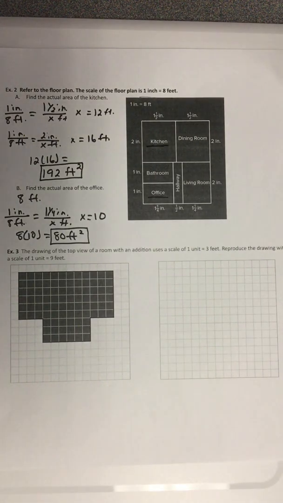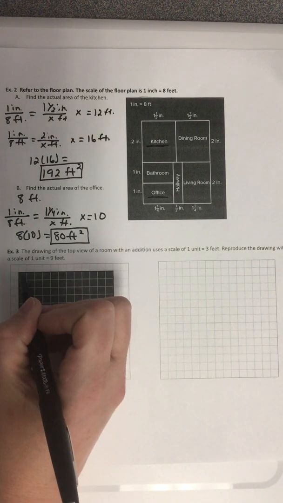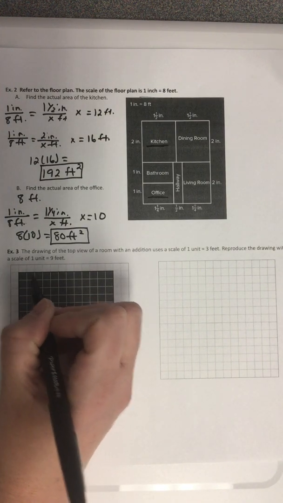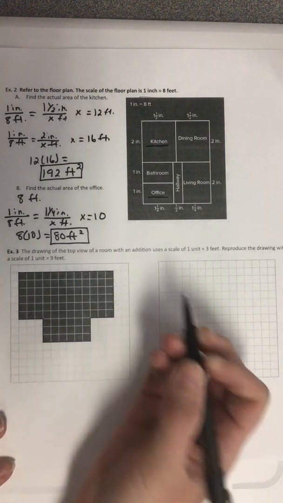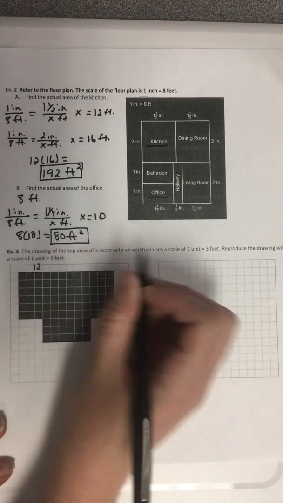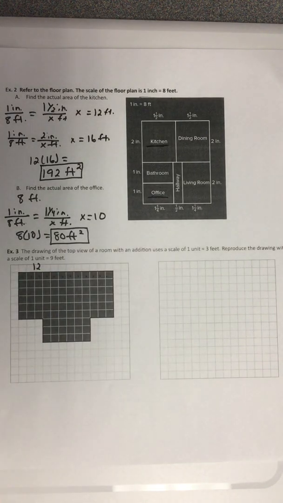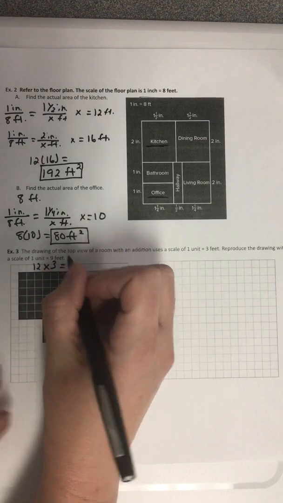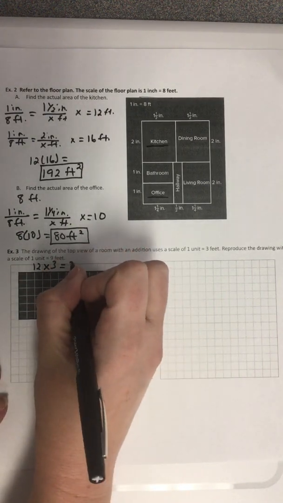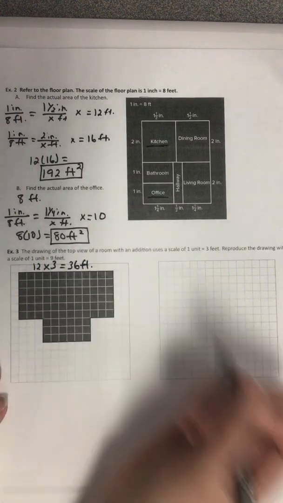Okay, so first I'm going to look at this and count how many units it is. So 1, 2, 3, 4, 5, 6, 7, 8, 9, 10, 11, 12. So that is 12 units right now. And so it said every unit is actually 3 feet. So I'm going to figure out the actual dimensions of this. So that means if I take that times 3, it'll tell me what that actual measurement was. So that is actually 36 feet, an actual distance.